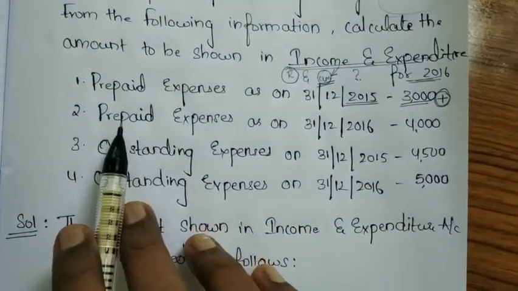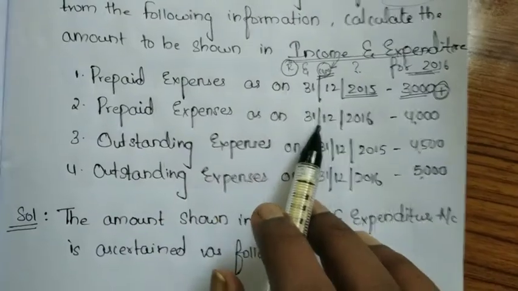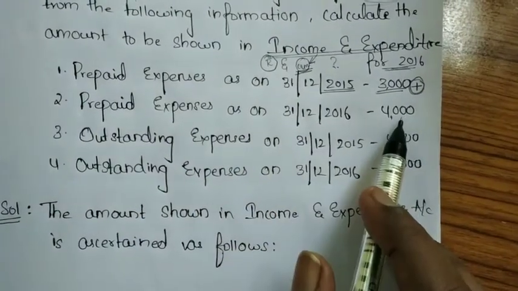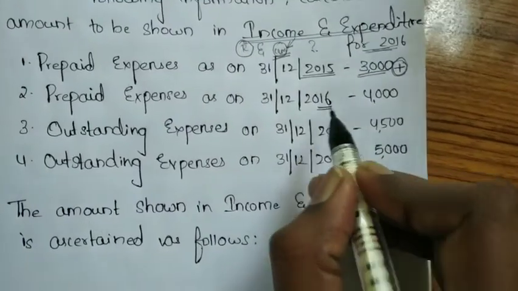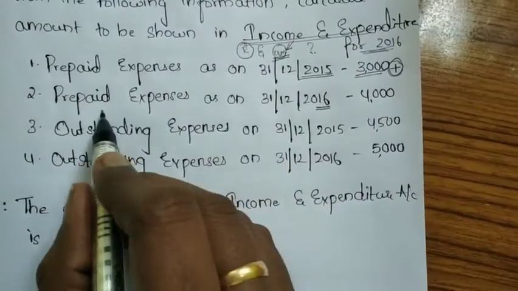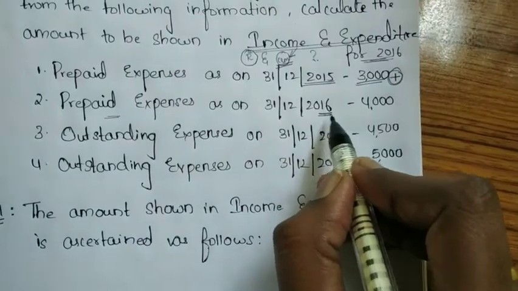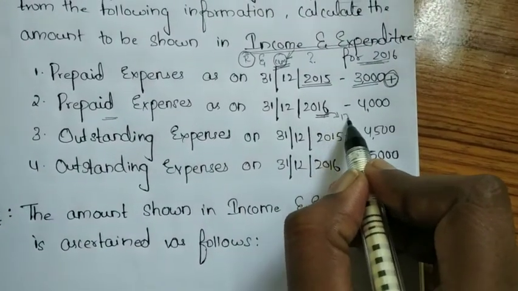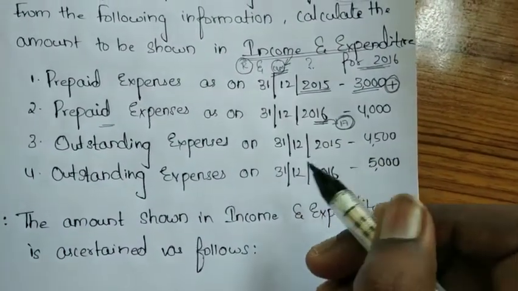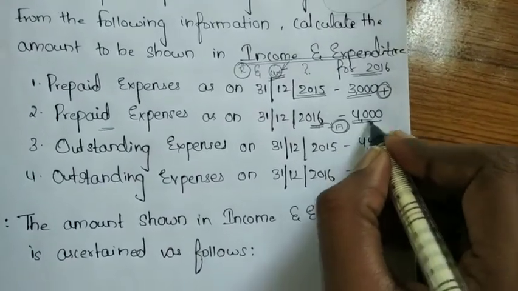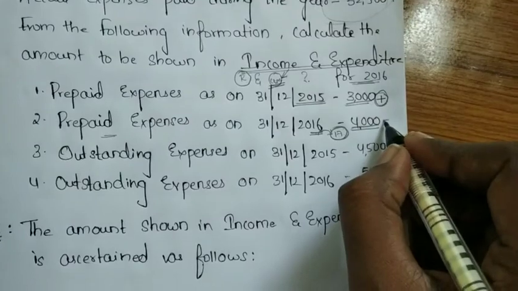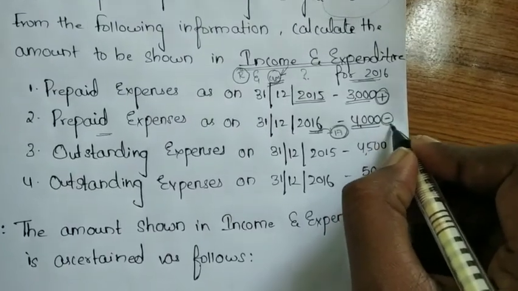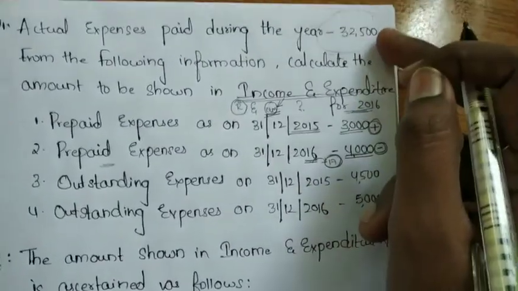And see the next point. Prepaid expenses as on 31/12/2016 were 4,000. It was paid in the year 2016 only, but it is a prepaid expense. That means prepaid expense means this expenditure is paid for the next year, that means for 2017. So this expenditure is not for the current year, so we shouldn't take this amount. That means we have to deduct this amount from the total amount.